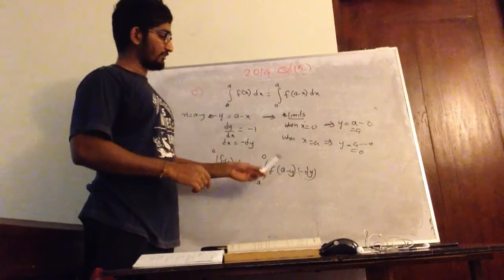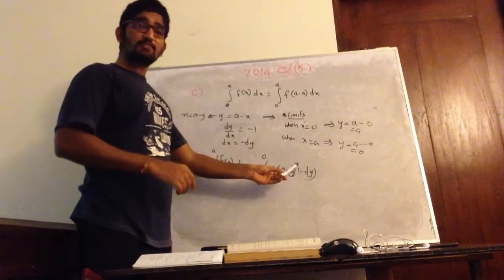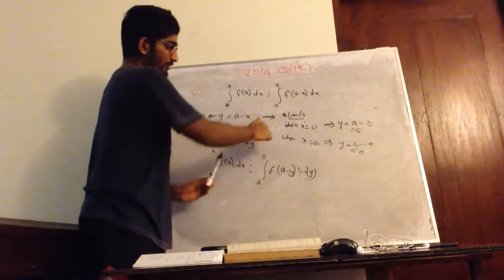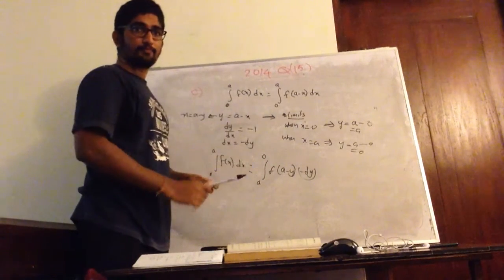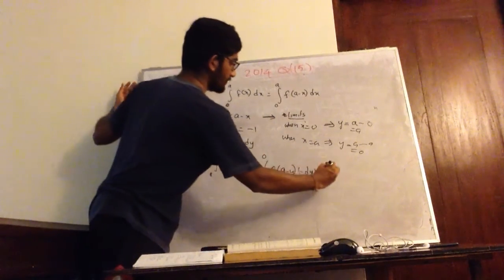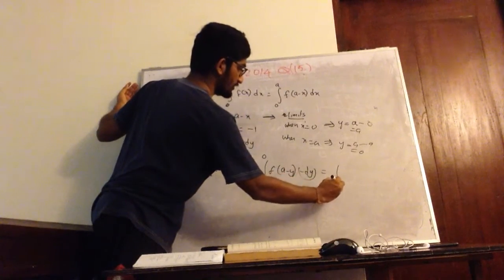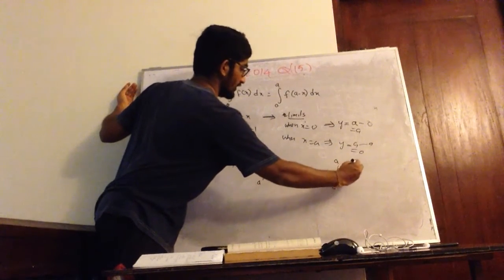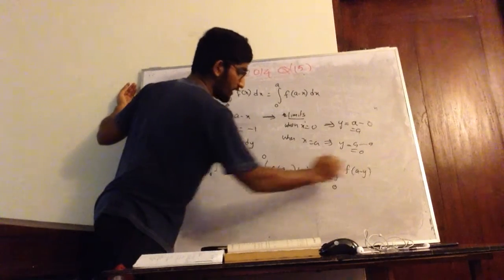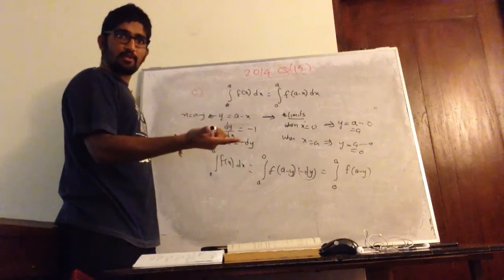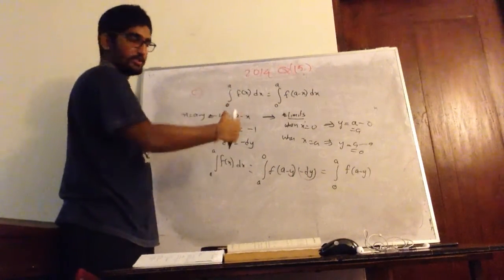Now, in integration, when there is a limit, if there is a minus, you can switch these two limits. That means this becomes 0, this becomes a. And the minus is not there because we switched it.